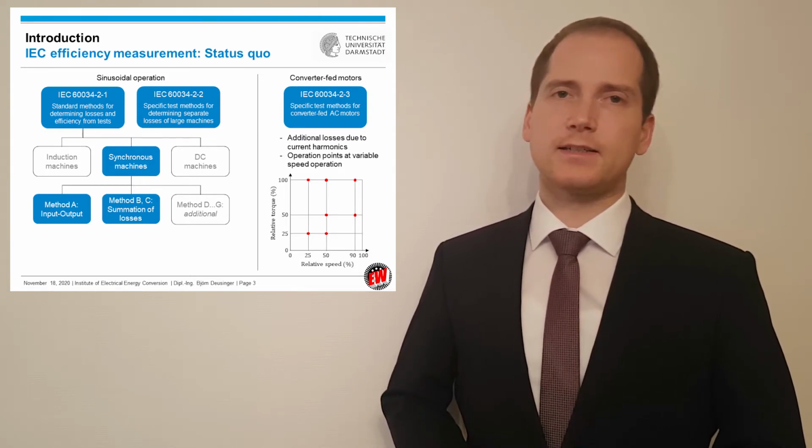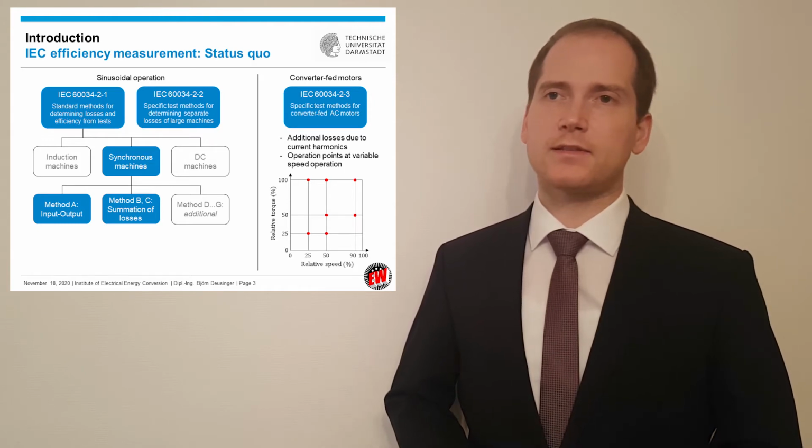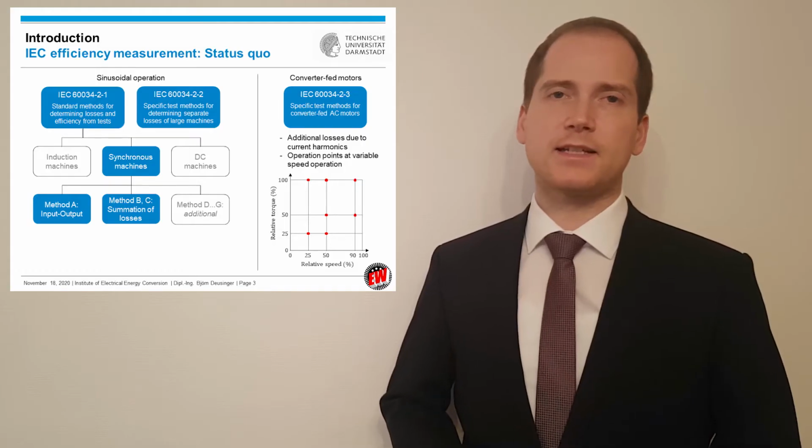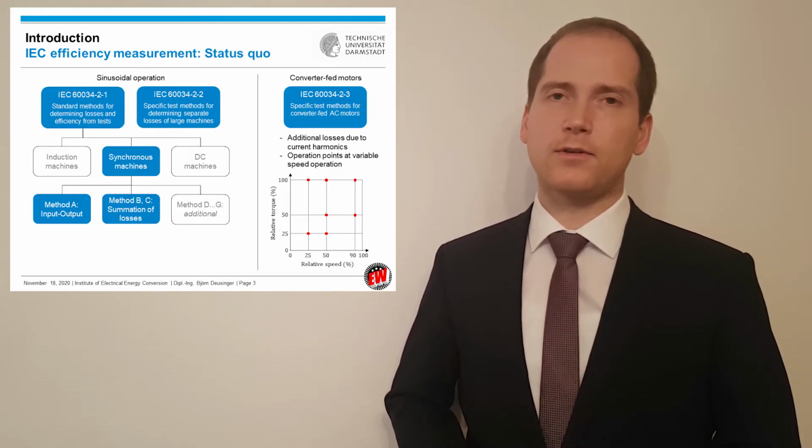For electrically excited synchronous machines, several methods are included in the standards. On the one hand, a direct efficiency determination via input and output measurement is possible. And on the other hand, there are the indirect procedures by summation of individually determined losses. The additional methods D to G, which are not compliant to national energy efficiency regulations, won't be addressed here. Also, the specific test methods according to 60034-2-2, like calorimetric efficiency determination, are not addressed.